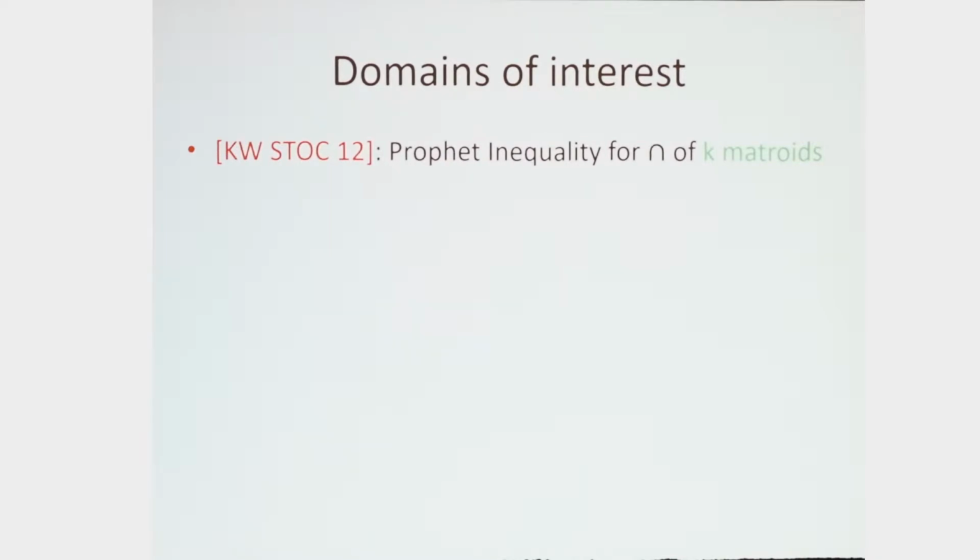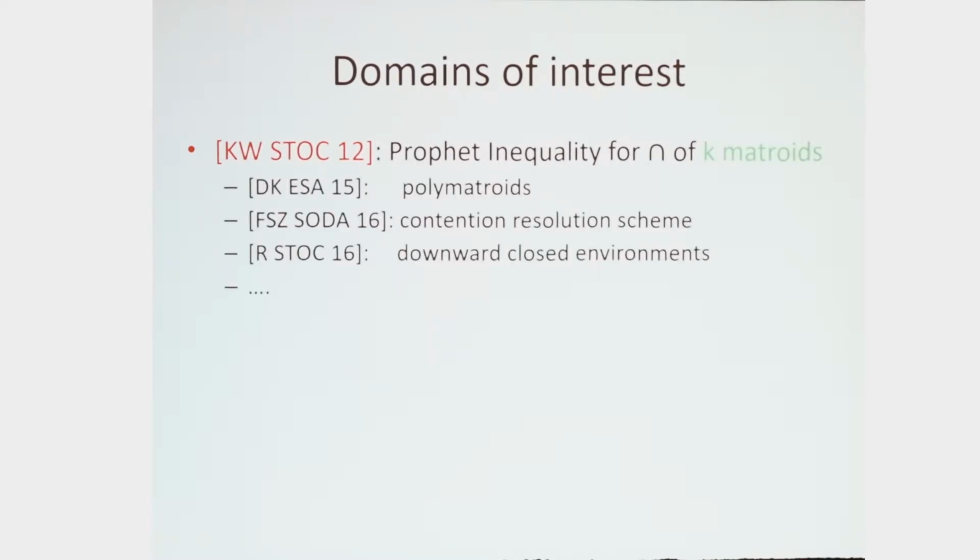They developed a pretty general profit inequality for intersections of k matroids. It's a really general set system that captures a lot of different scenarios. And our community, of course, went on a quest of making it even more general: it has been done for polymatroids, extended to some other online settings with contention resolution schemes, and done for downward-closed environments. It's a really impressive body of work.